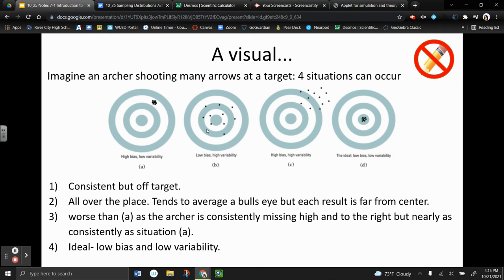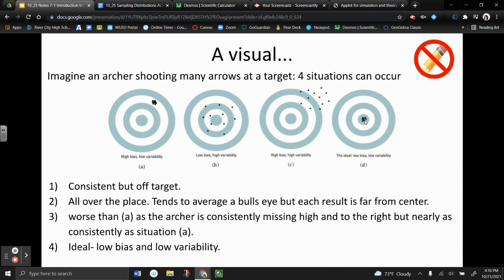B is a situation where we're all over the place. However, if we were to average, we would average towards the bullseye, but each result is far from the center. So this would be considered high variability because there's lots of spread. However, it'd be low bias because it averages to the center. Number 3, or C, is where we have an archer who is consistently missing high and to the right, but not as consistent as part A. So not only are they far from the center, there's a lot of variability in their shots. This is an example of high bias because it's far off from the center, with high variability because our arrows are all spread apart.